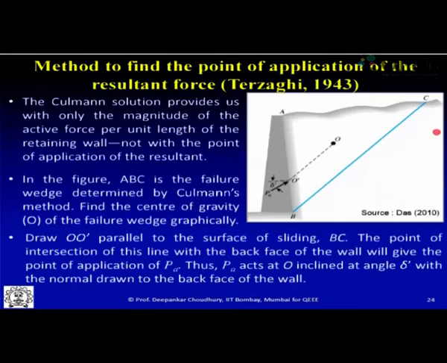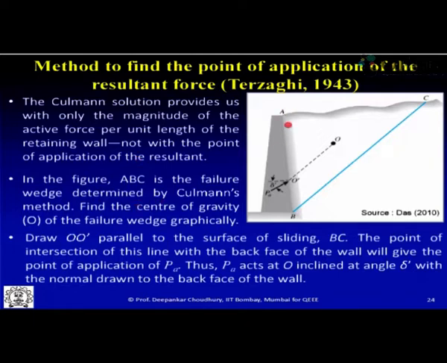Now the next topic is how to find out the resultant force or point of application for the earth pressure. Terzaghi in 1943 mentioned that the Culmann solution only provides us the magnitude. Just now we have seen that from the Culmann graphical construction you only get the value of PA, the design value of your active earth pressure, but you don't get where it acts. So how do we get that point? Let us see what is Terzaghi's proposal for getting the point of application from the Culmann solution.